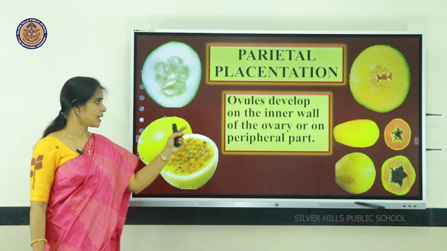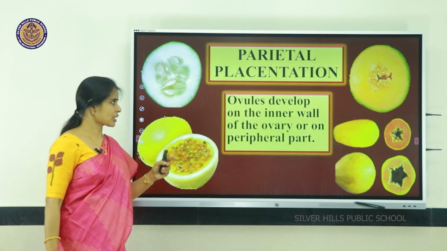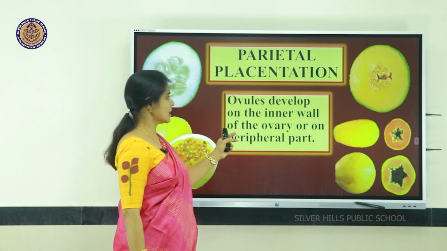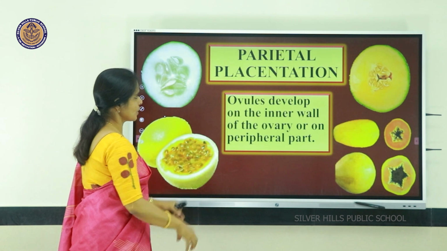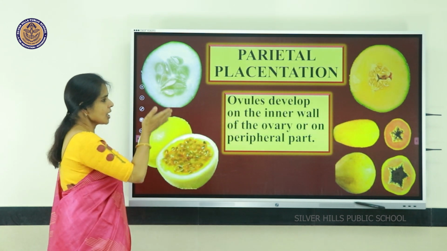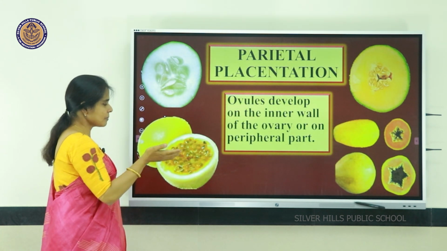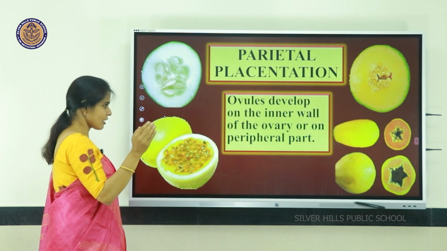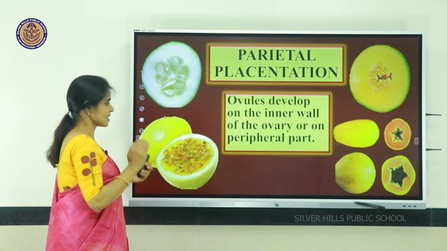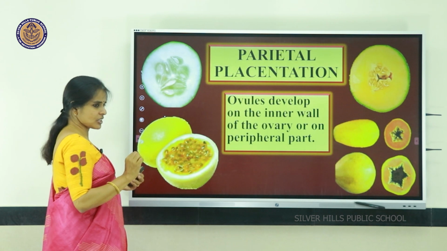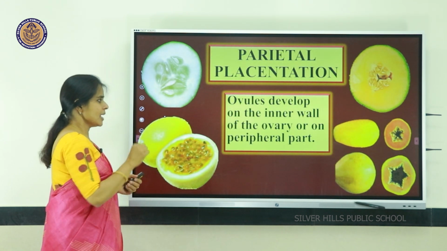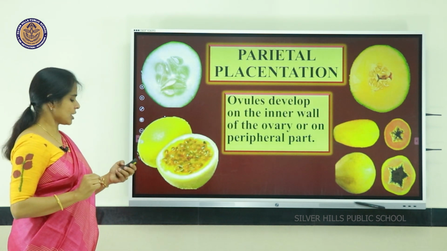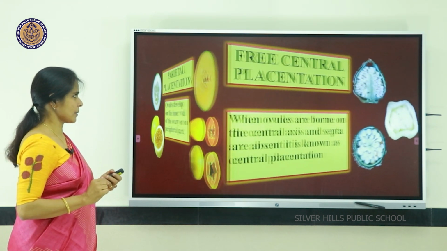So, for parietal placentation, ovules are developing on the inner wall of the ovary or the peripheral part, and when the ovules develop, they are facing towards the center. There is no septa differentiation, that is, it is free, there is no septa in between. Such a placentation we call parietal placentation.